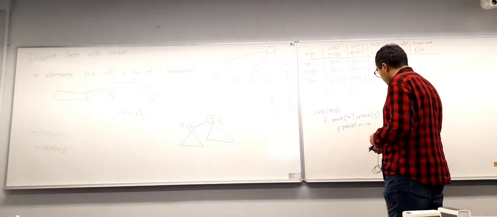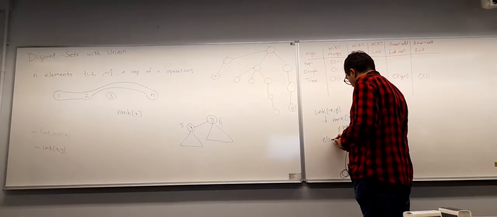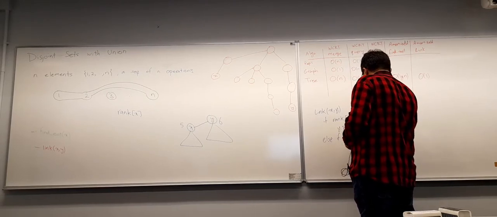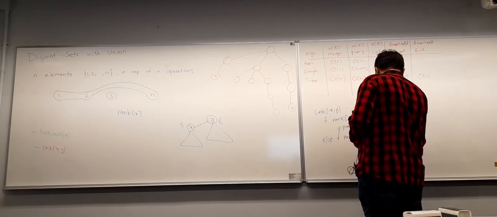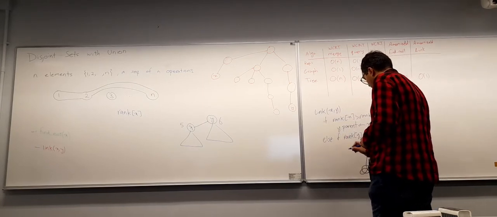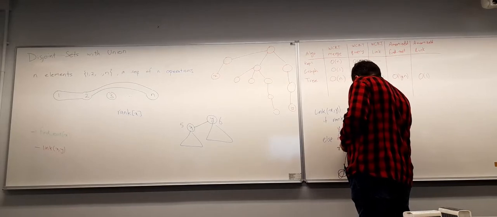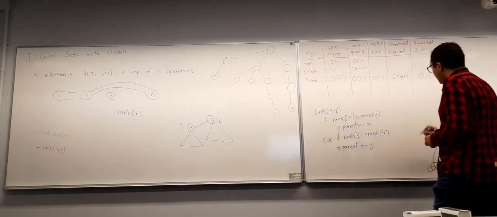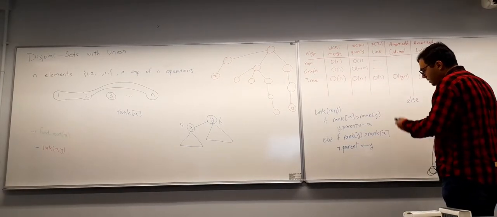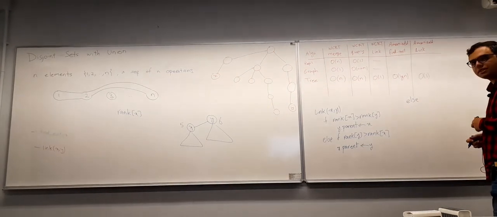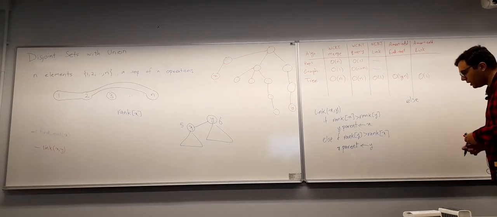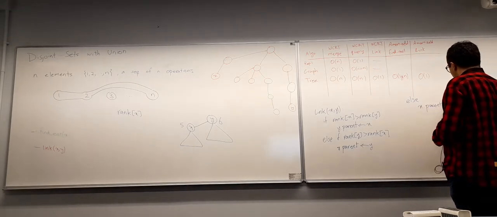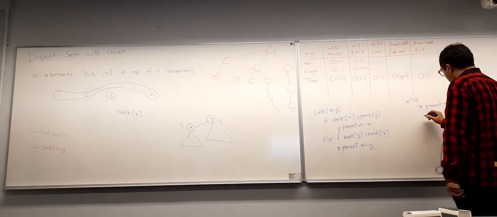And the opposite as well. So if rank of Y is larger than the rank of X, I now say that Y becomes the parent, so X.parent becomes Y. Otherwise, if their ranks are the same, I get to choose, but let's say I always choose Y. So again, the parent of X becomes Y, but now I have to increase the rank of Y.